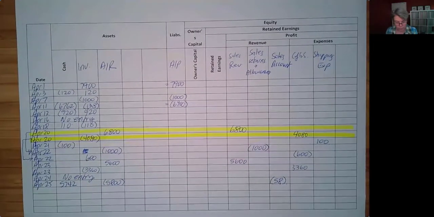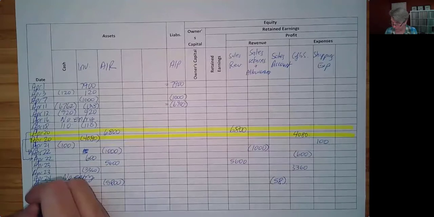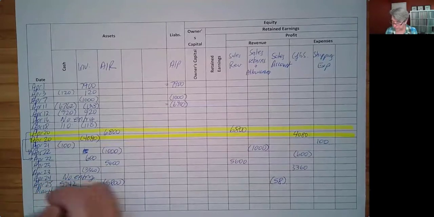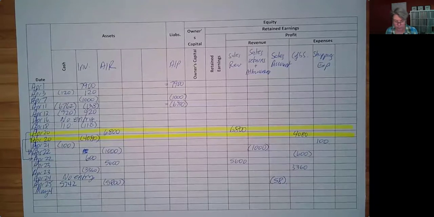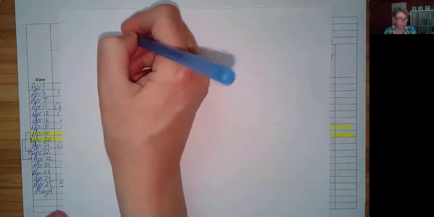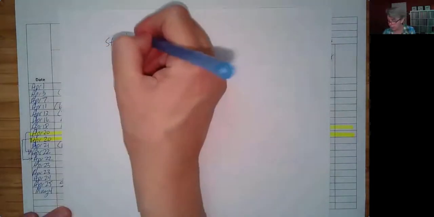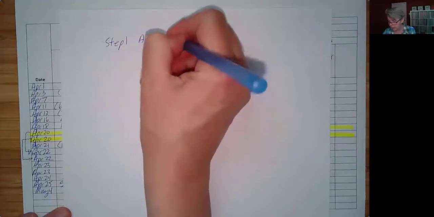May 4th. Receive payment from Jameson Limited. Excellent. Let's do this last calculation here. Step 1. Just want to make sure you can see the sheet. Yeah. Step 1, what is the amount of the accounts receivable?